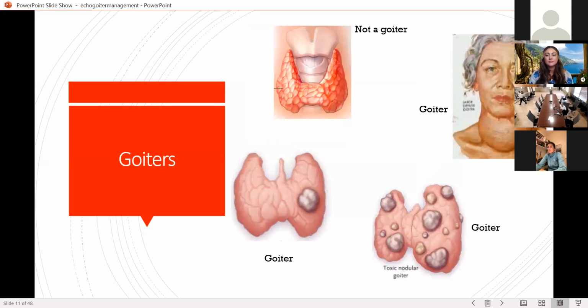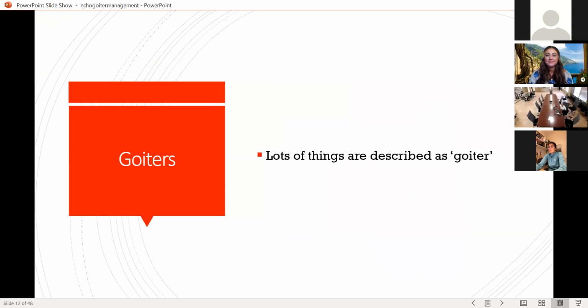Next slide. And this is a multinodular goiter. And again, the thyroid gland overall may be completely normal in size, but because of all the lumps or bumps, we could call this a goiter. So again, it's a very non-specific term. It just means something that's not completely normal in the thyroid. Next slide. Okay, next slide.